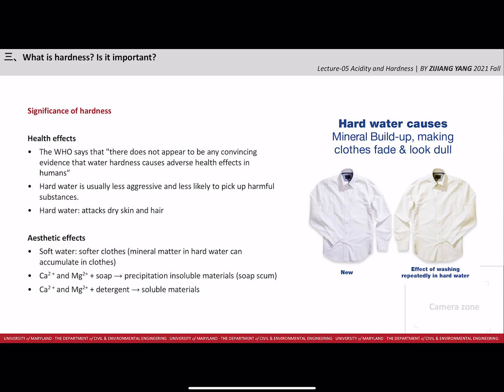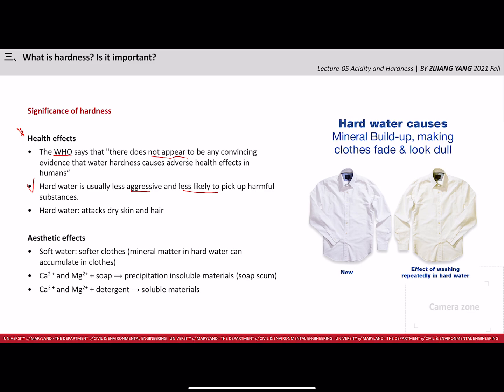So let's talk about the significance of hardness. So hardness will also have some influence on our health. The WHO says that there does not appear to be any convincing evidence that the water hardness causes adverse health effects in humans, but this conclusion may be changed with time. And hardness water is usually less aggressive and less likely to pick up harmful substances.